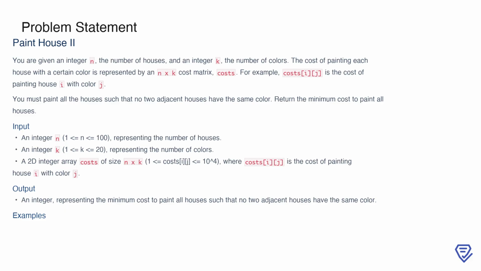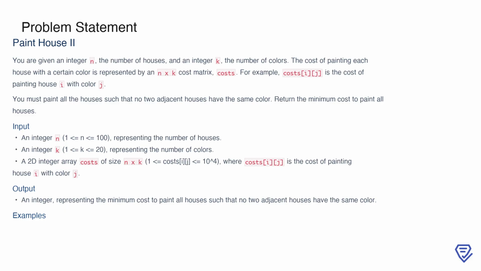Let's dive in. In this problem, we are tasked with painting a row of n houses using k available colors. The cost of painting each house with a specific color is given in a 2D matrix called costs, where costs[i][j] represents the cost of painting the ith house with the jth color. The goal is to minimize the total painting cost while ensuring that no two adjacent houses share the same color.